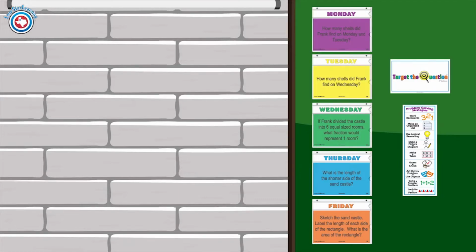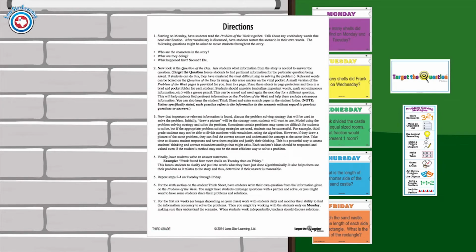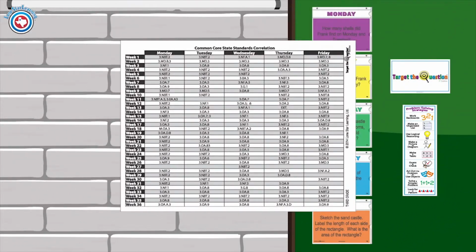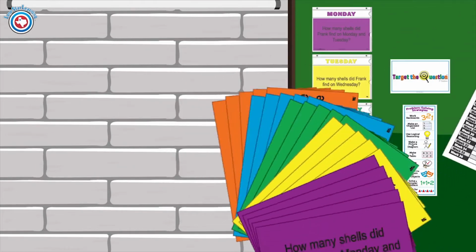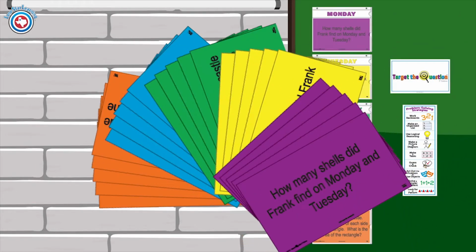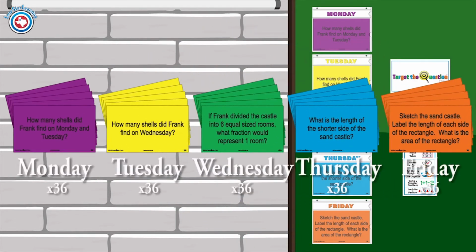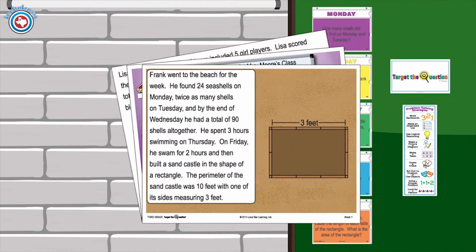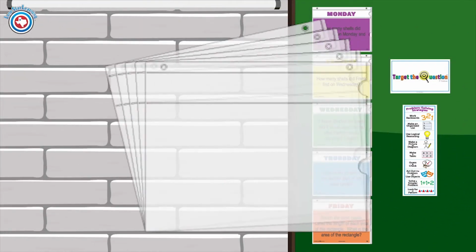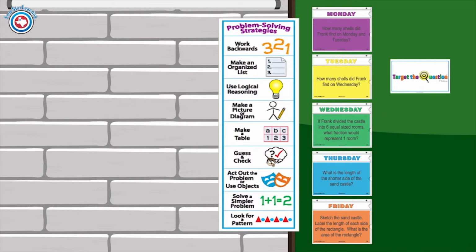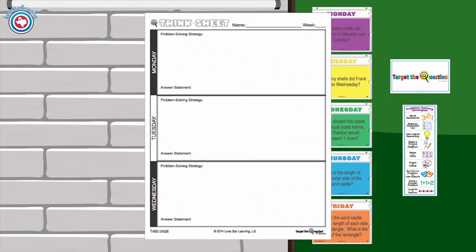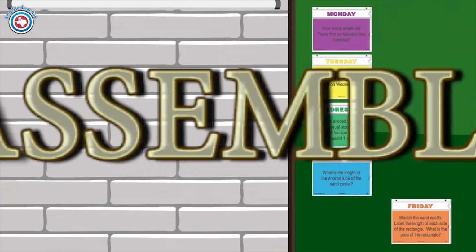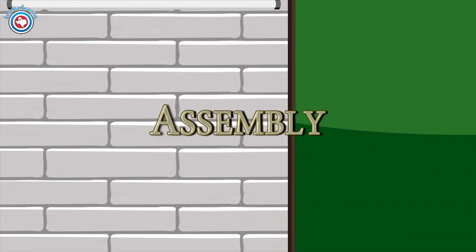Included in your copy of Target the Question are directions for use, an answer key, correlations to the Common Core State Standards, correlations to the Texas Essential Knowledge and Skills, 180 color-coded, unlaminated Question of the Day cards split into groups of 36 for each day of the week, 36 Problem of the Week scenarios, 5 vinyl pockets for displaying and storing the questions of the day, a problem-solving strategies poster, and a student think sheet that can be reproduced for students to use. Now that you have seen the contents, let's put the bulletin board together.